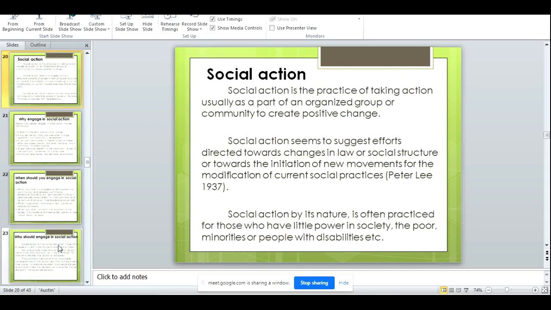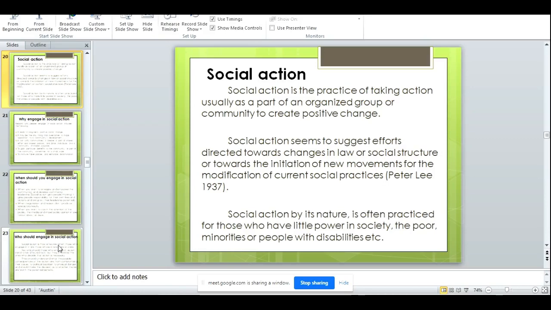So after doing community diagnosis, you have now diagnosed the problem. You now want to take action from what you have found, and that is where social action comes into place. And we said social action is the practice of taking action, usually as part of an organized group or community, to create positive change in the community. Social action seems to suggest effort directed towards changes in laws or social structure, or towards the initiation of new movements for the modification of current social practice. That was by Peter Lee, 1937.